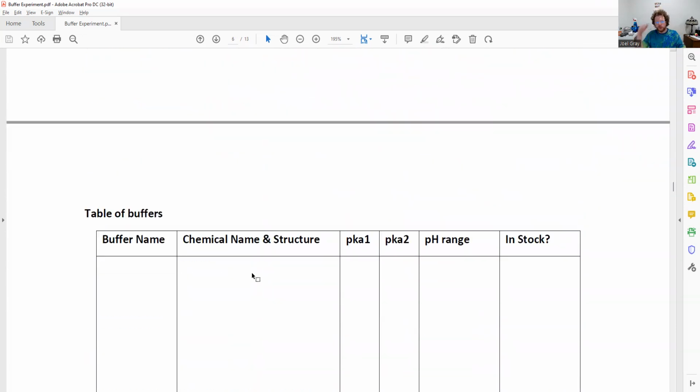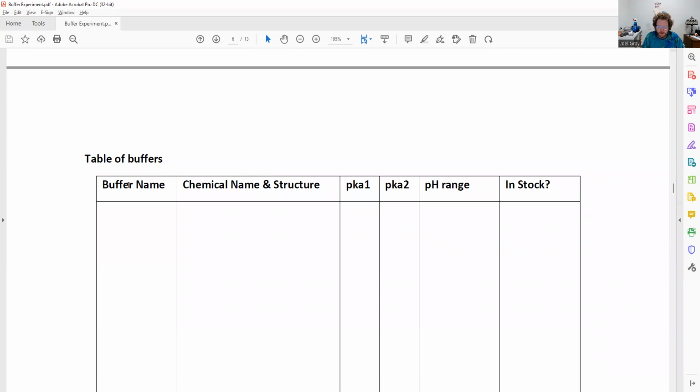Once you've done that, I want you to go ahead and walk around the lab and take a look at some of the buffers and some of the solutions, the substances that we have in lab. You can start out by Googling Good's buffers. It's a good place to start because you have that list. You can then compare that to what is available in the lab.